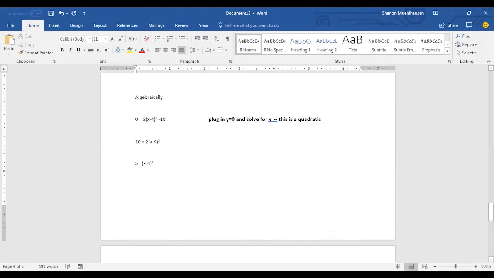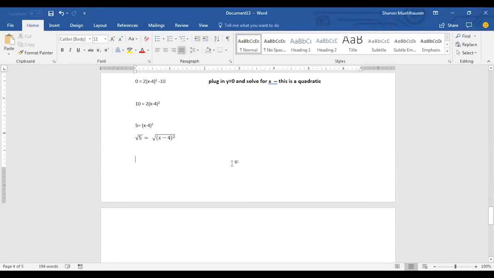Now that I have that squared term by itself, I can square root both sides. Remember that when you square root, we get a positive and a negative on this 5. And when we square root a square, they cancel out. So on the left side, I have plus or minus the square root of 5. And on the right side, I just have the x minus 4. To get the x by itself, I add the 4 to the other side, giving me a final answer of 4 plus or minus the square root of 5.